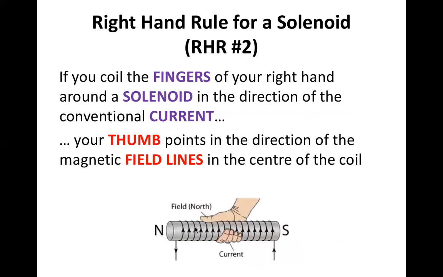So for a coil, we have right-hand rule number 2. So maybe there's good news, bad news.